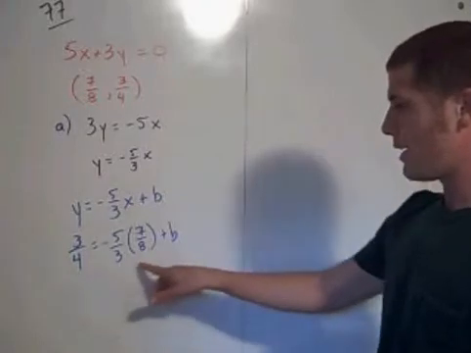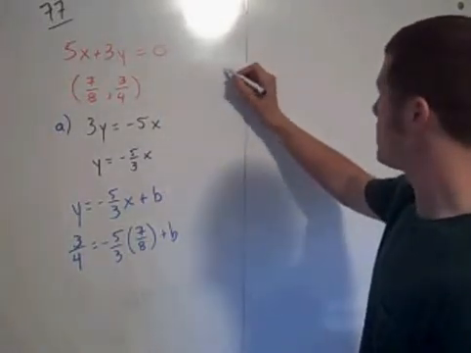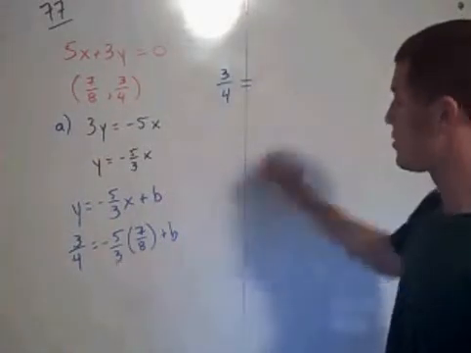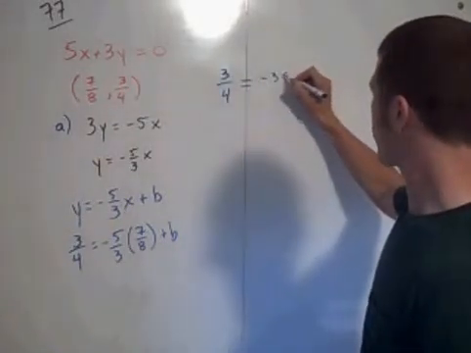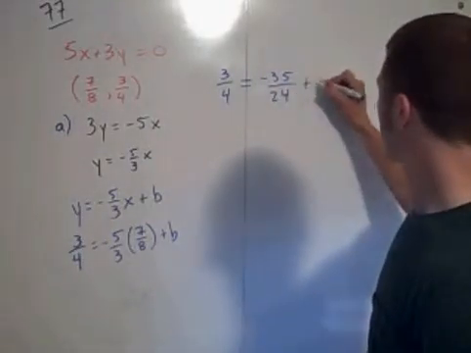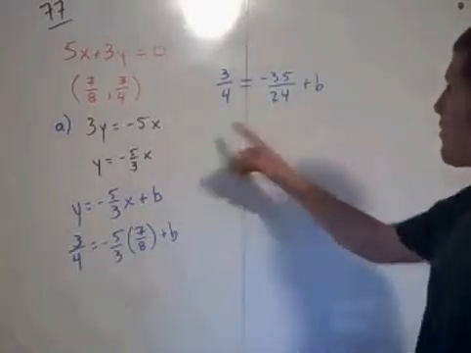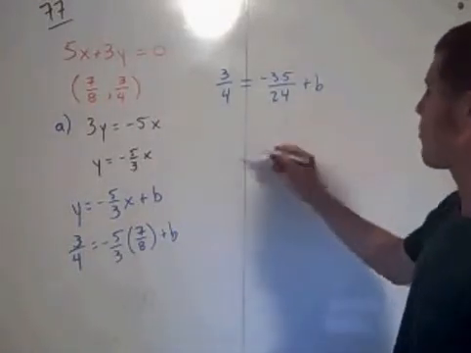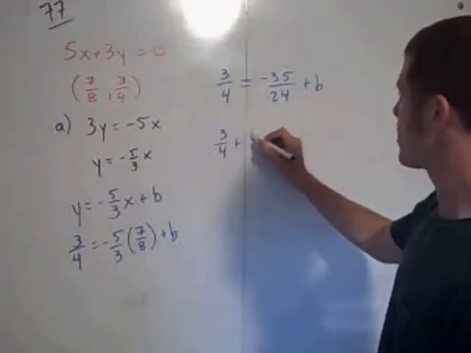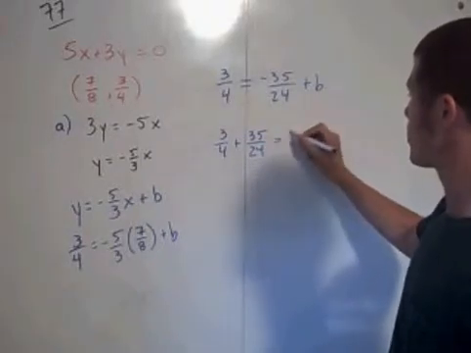So then I can actually carry out this multiplication here. So I end up with 3/4 equal to negative 35/24 plus b. So then you have to add 35/24 to both sides. So you have 3/4 plus 35/24 is equal to b.